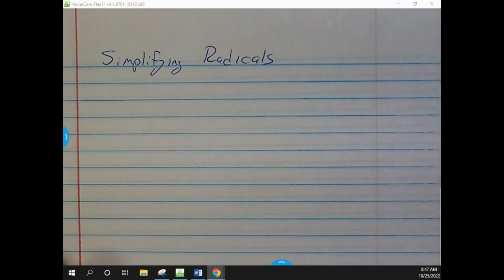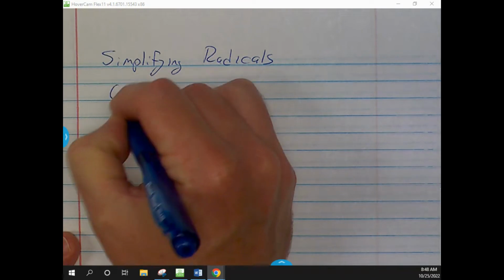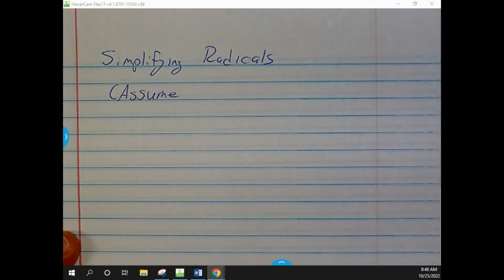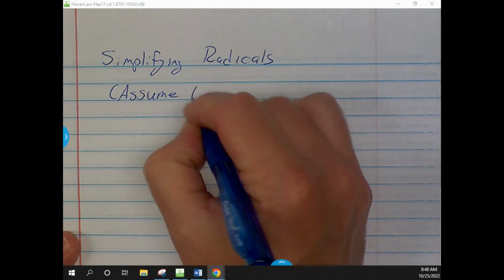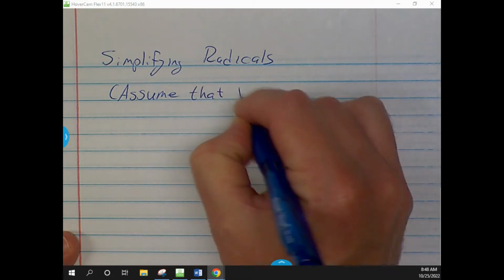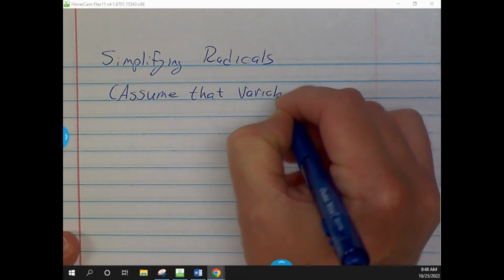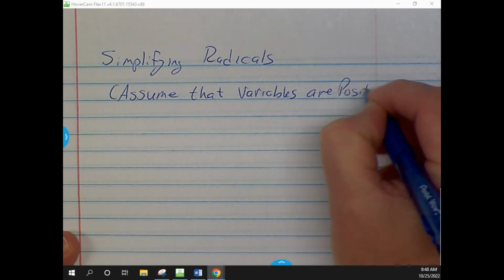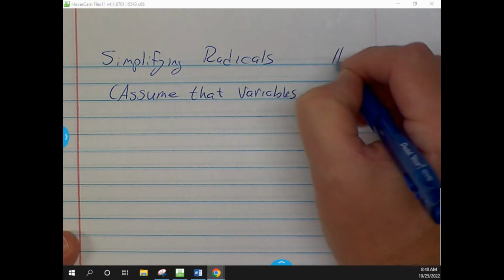Okay, so first off, we're gonna do some simplifying on radicals first, and then after we do some simplifying, we're gonna move into multiplication and division to do what we need to do. And here's the good thing we're going to do today. We're going to assume that variables are positive. And this is notes number 7.